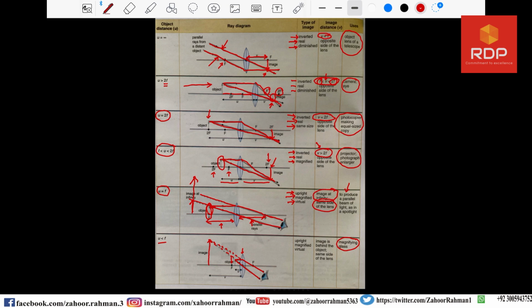Tomorrow is a very interesting topic, and that is the application of converging lenses, where technically we can use these sorts of lenses. Very interesting.